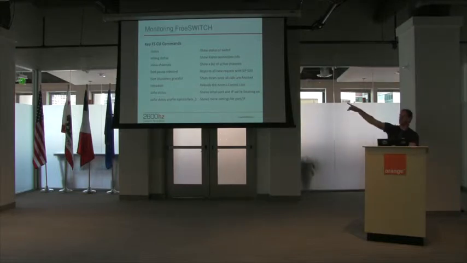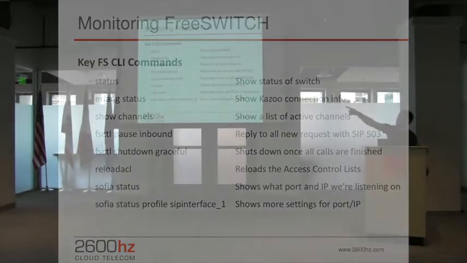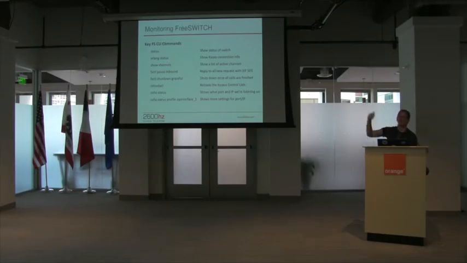So that 503 maintenance we were talking about with Kamailio, where it won't route to that server and we'll try the next server in the set, you can do that by doing fsctl pause inbound. And any SIP requests that Kamailio sends it, FreeSWITCH will respond with a 503. So if you need to restart the server, restart FreeSWITCH, whatever, issue this first. Now Kamailio will stop sending it calls.